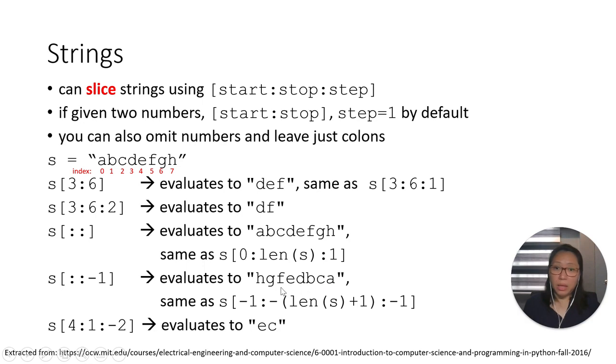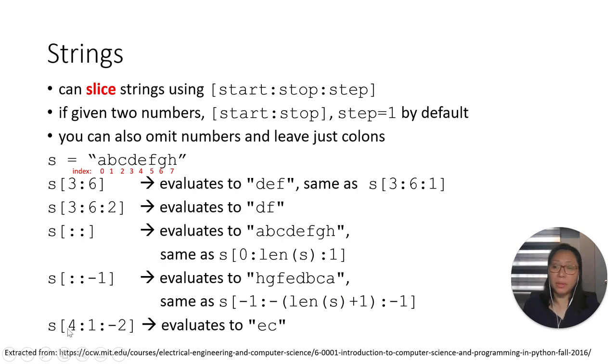I think I made a slight mistake. This should be C, B, A. All right, so this should be CBA, because this evaluates to, it's like reversing the string. So this is the same as you start at -1 and then go up to the negative of the length, up to the leftmost character, and the step is -1. So this should be CBA.